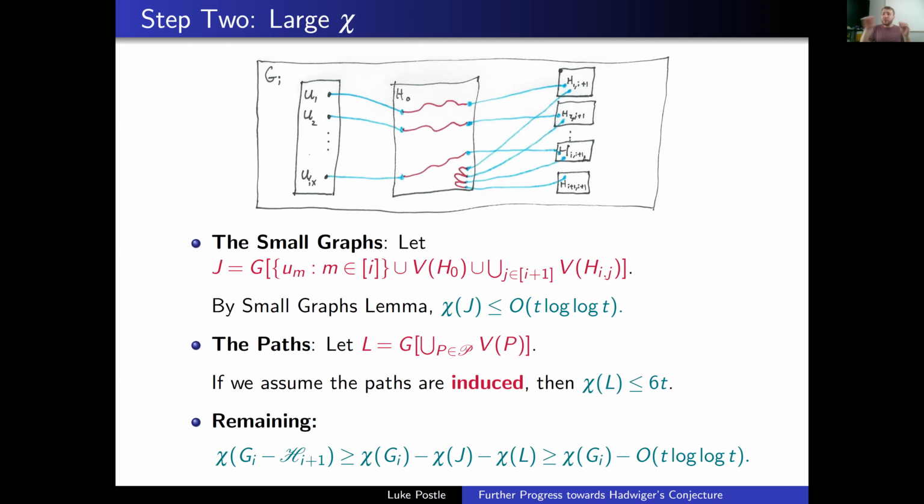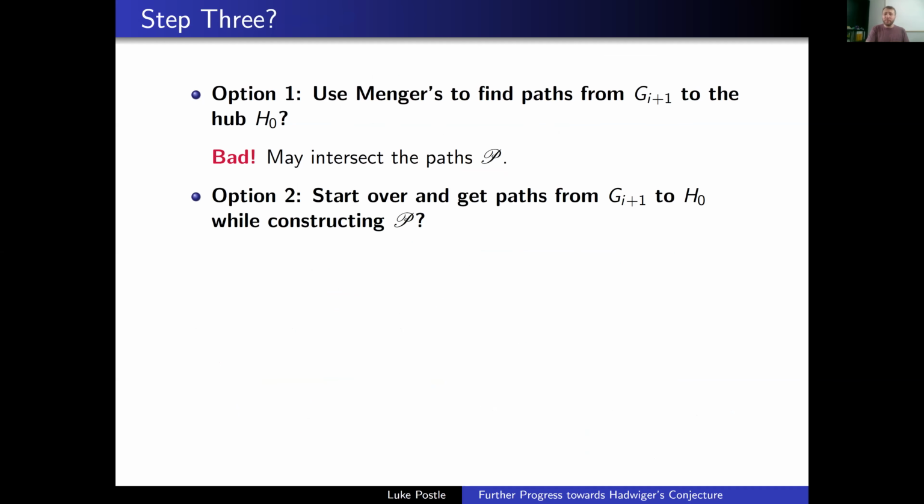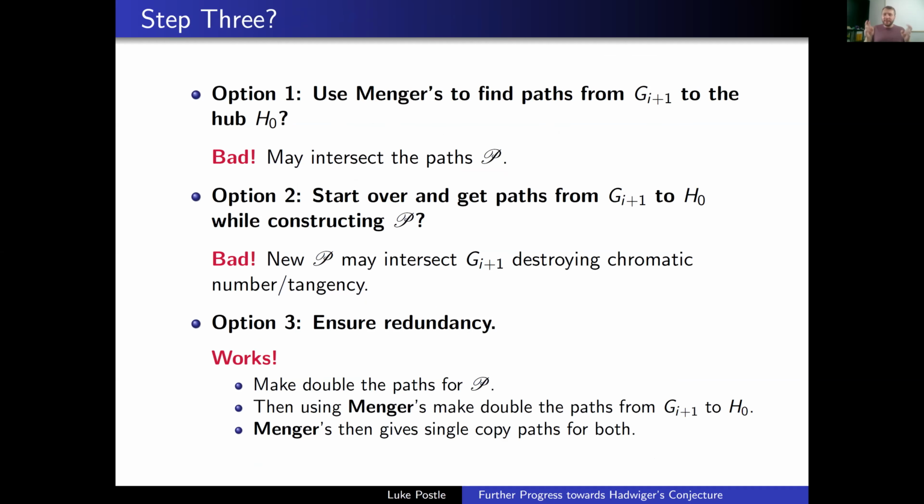So have U_1 have 2 different paths. Have U_2 have 2 different paths. And the same for the others. Make double the paths and add redundancy into the picture. And then you can use Menger's to get, again, double the paths from G_{i+1} to H_0. So instead of just making one path for each, you make double what's required. You double from the future and double from the past and present.